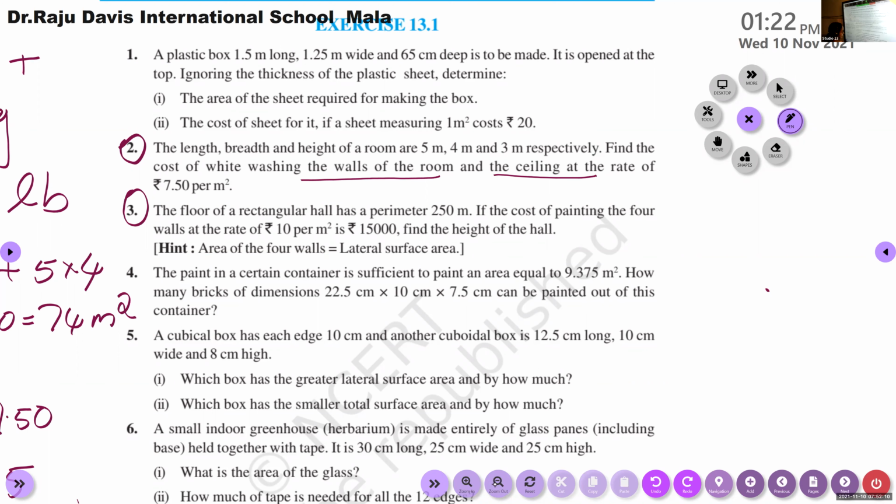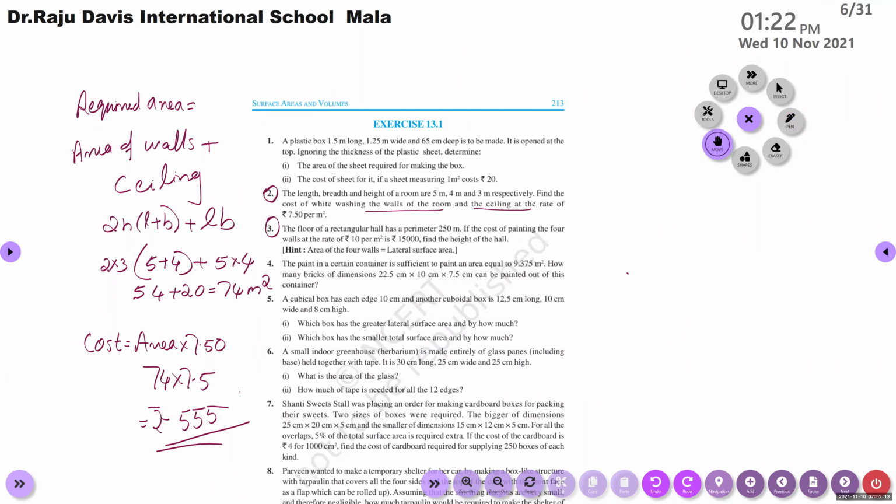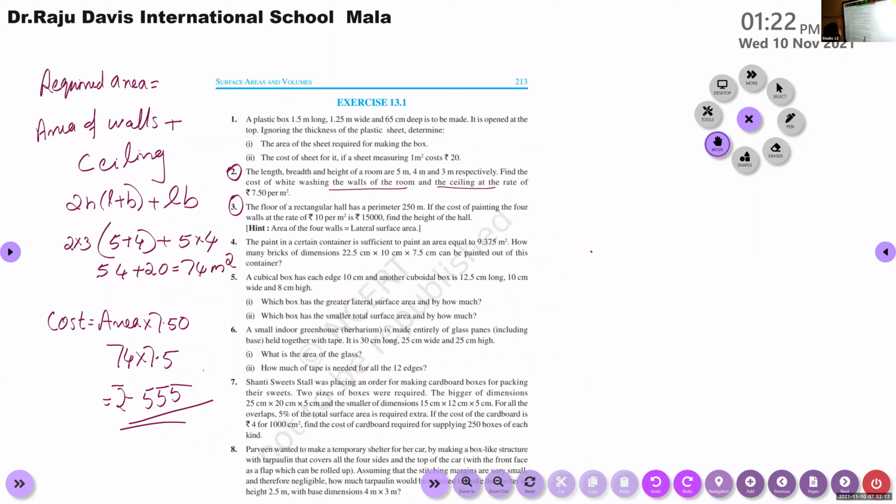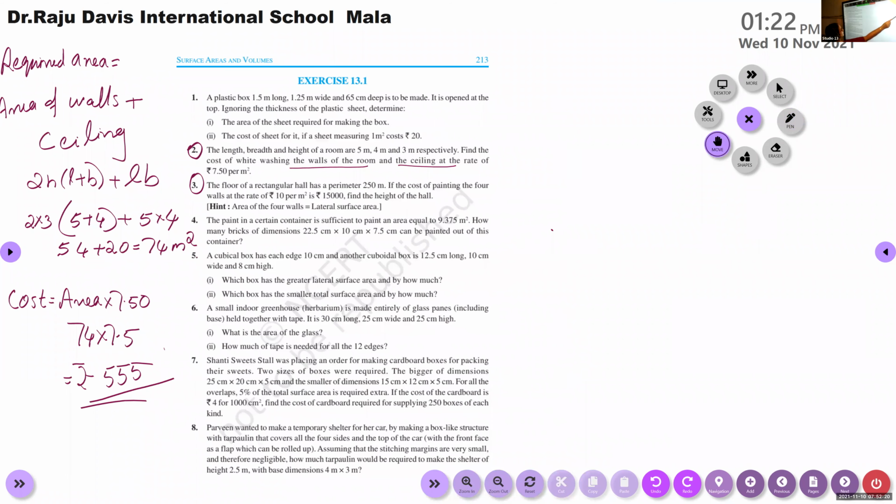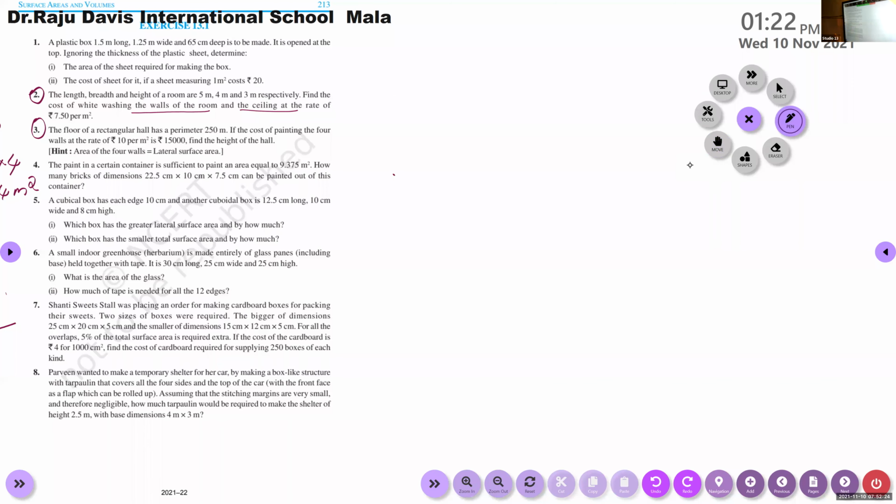All of you wrote the question. Floor of a rectangular hall has a perimeter 250. Floor has dimensions. Which of the dimensions it has? It has some length and breadth. There won't be any height for the floor. So dimensions of the floor are length and breadth.